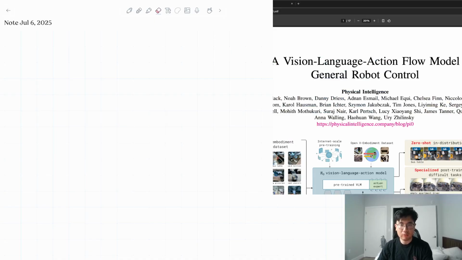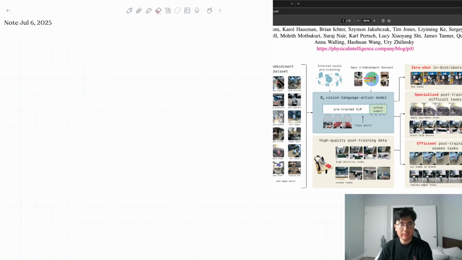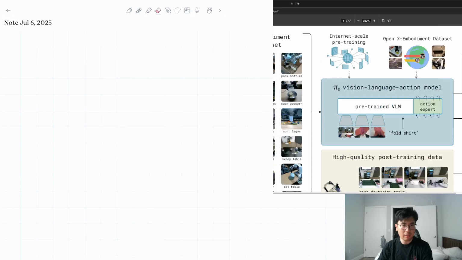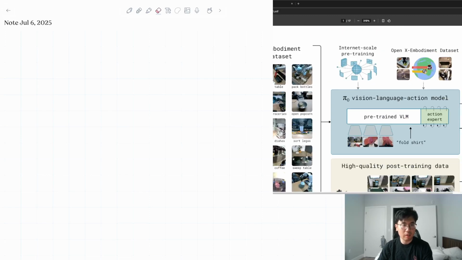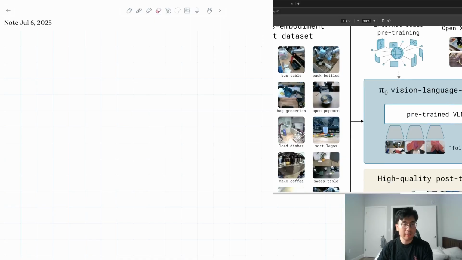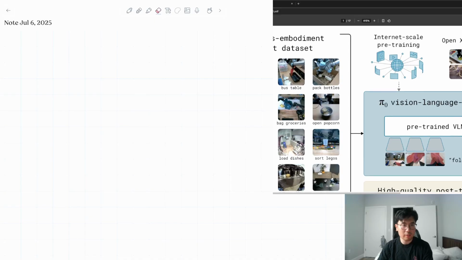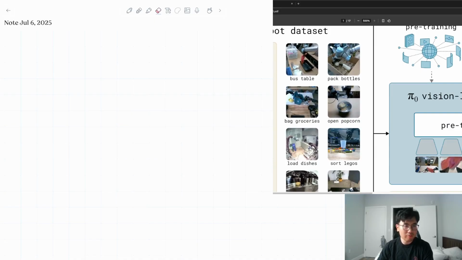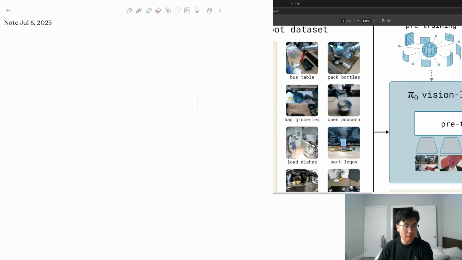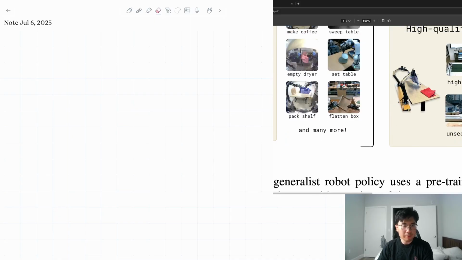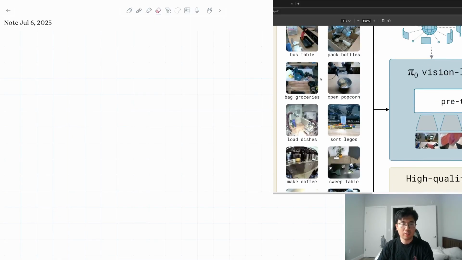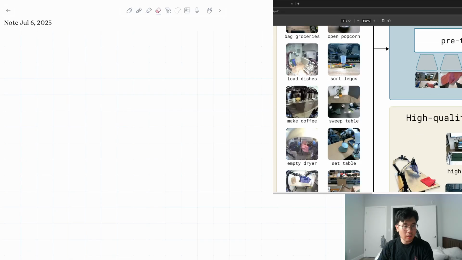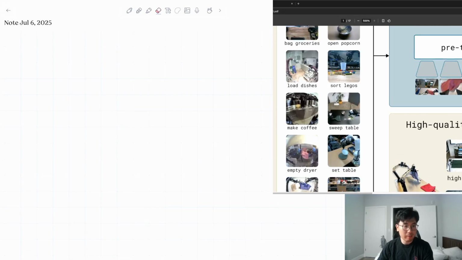Pi0 is a vision language action model. If we look at this high level diagram, it talks about how this model was trained on a cross-embodiment robot data set. That just means it's been trained on different robots. You have UR5s here, and then some Aloha robots, and they trained on all these different tasks. What's interesting is that some of them are single arm and some are bimanual.